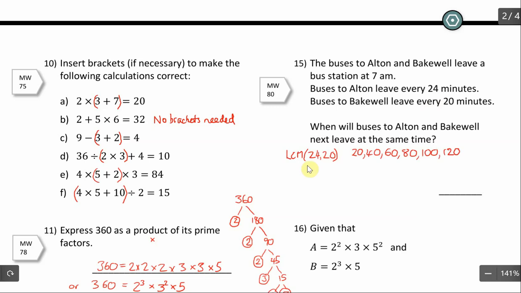Okay, let's write out some multiples of 24. 24, 48, 72. You have to be careful here that you don't make any mistakes. 96 and 120. So they both go into 120. So 120 is the lowest common multiple. So 120 minutes after 7 AM. How many hours is that? That's 2 hours. So 2 hours after 7 AM would be 9 AM.